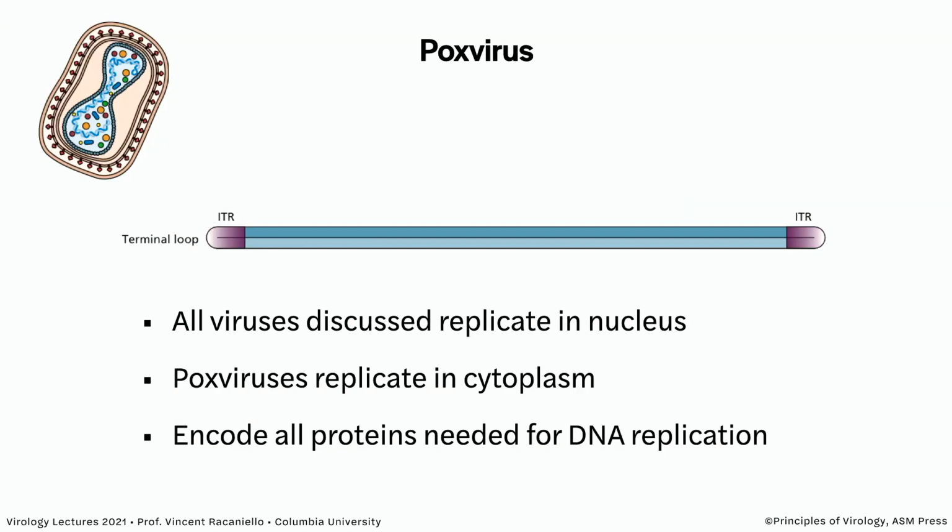All right, our last virus example is pox virus. A couple of unique aspects for this one. And one of them is that these reproduce in the cytoplasm. They are independent of the nuclear bureaucracy. They have nothing to do with the nucleus. The particle gets in and sets up shop in the cytoplasm. And so it's got to encode all the proteins it needs for DNA replication.